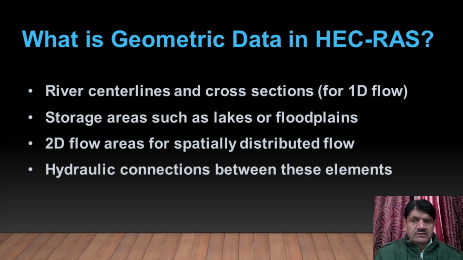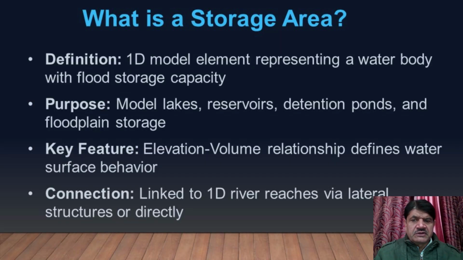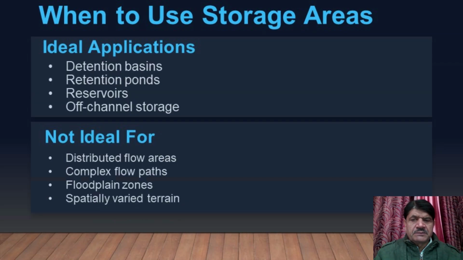Now, first of all, we'll see storage area. A storage area in HEC-RAS represents a region where water can accumulate and be stored, but flow direction is not explicitly computed within the area. Typical examples include reservoirs behind dams, natural lakes, wetlands, floodplain depressions, and detention basins. In a storage area, HEC-RAS uses a stage-storage relationship, not velocity-based routing.